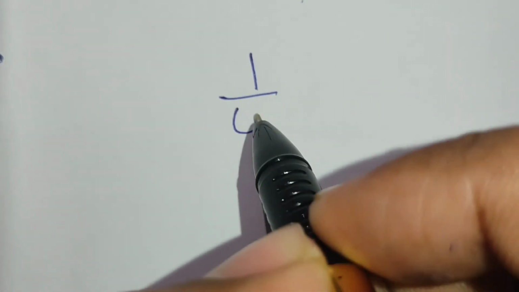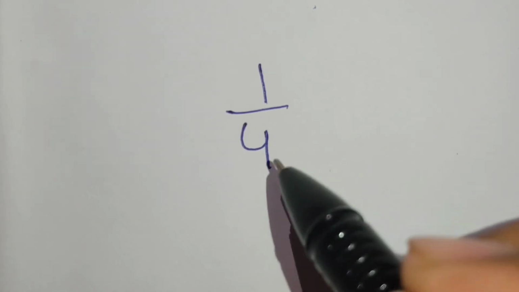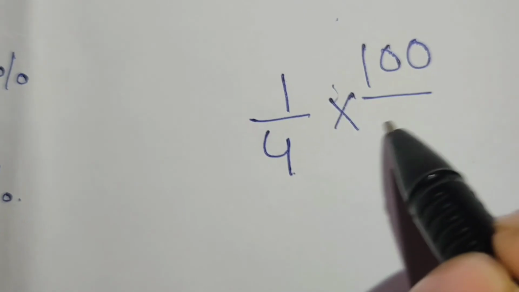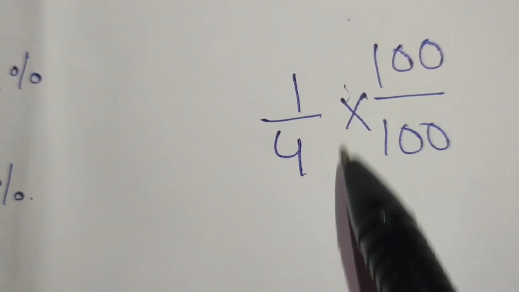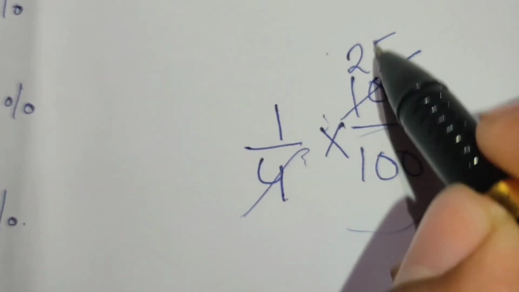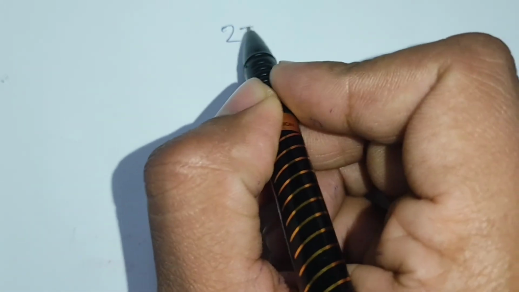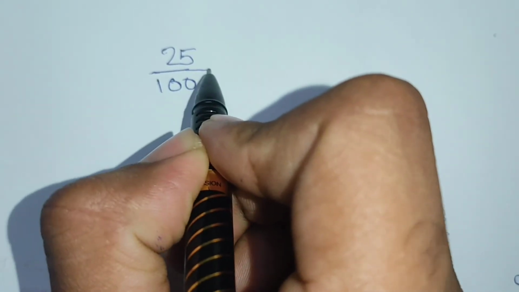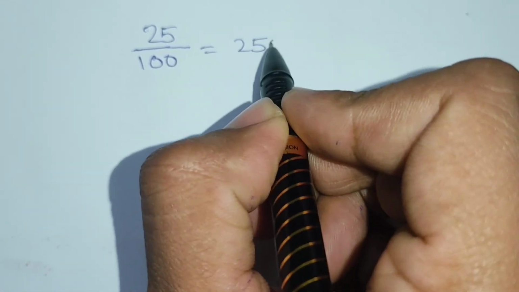1 by 4. 1 by 4 is a fraction. The denominator value is not 100, so I am multiplying and dividing with 100. On multiplying and dividing, I am not disturbing the denominator value 100. 4 into 25 is 100, so 25 by 100 equals 25 percentage.